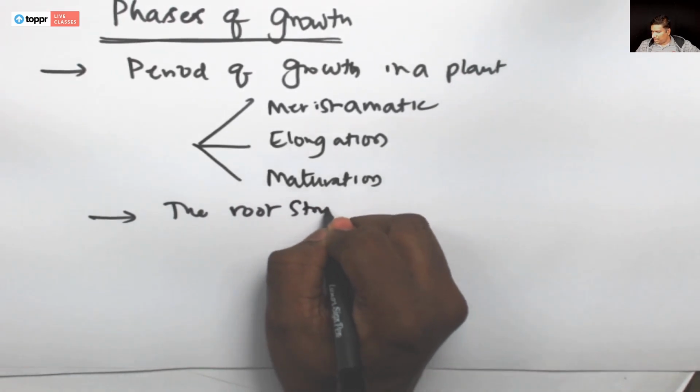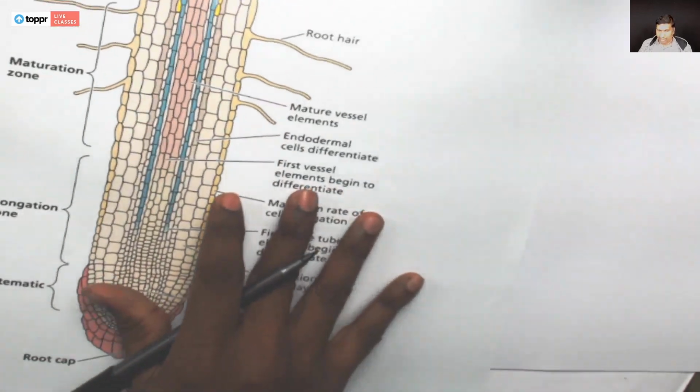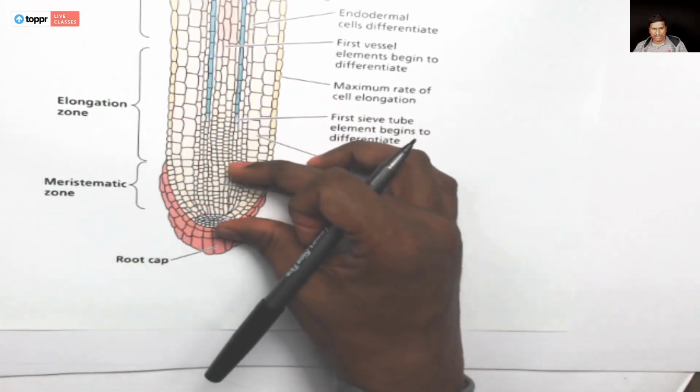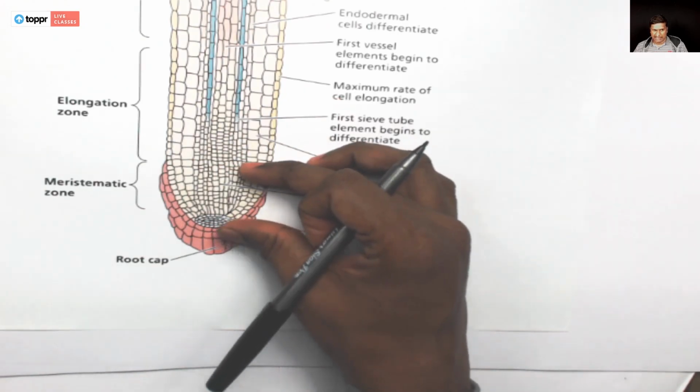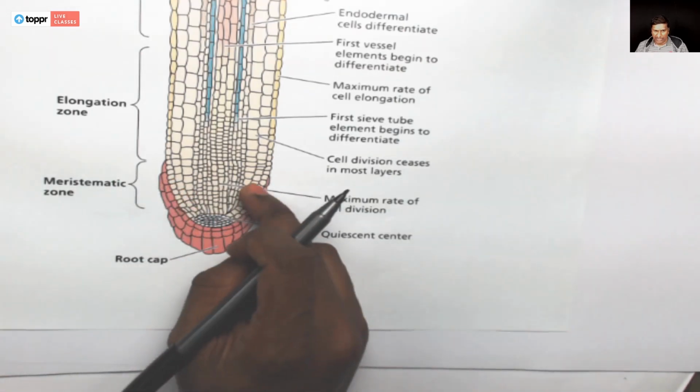root structure as an example. Okay, let's take the root structure as an example. Now here we can see the lowermost zone is the meristematic zone. Like I said, you have the apical meristems towards the tip of the root.